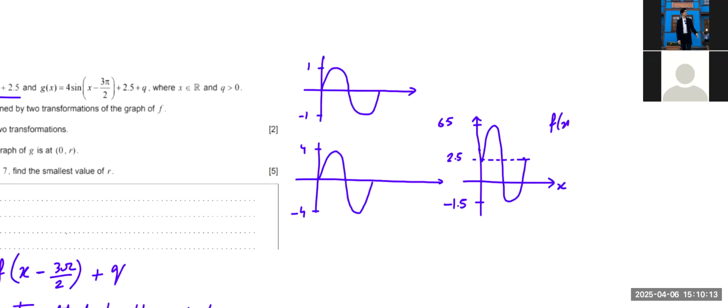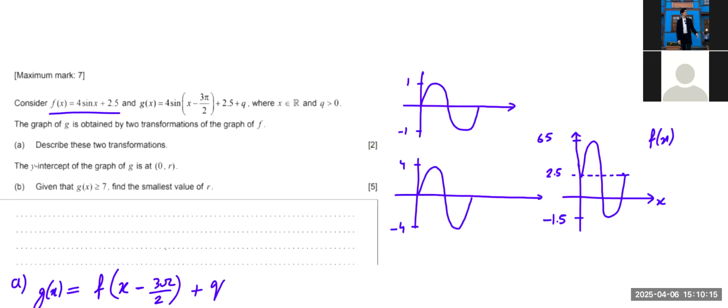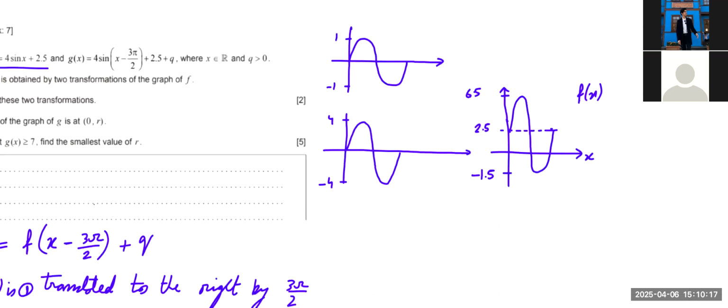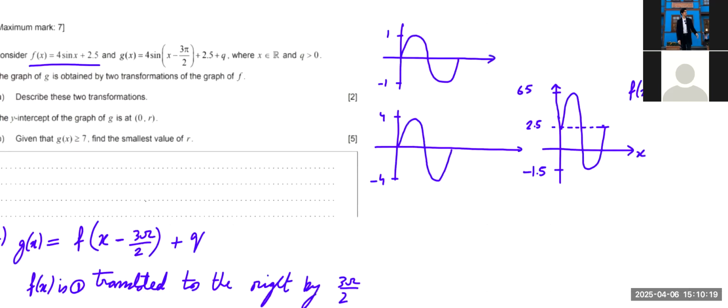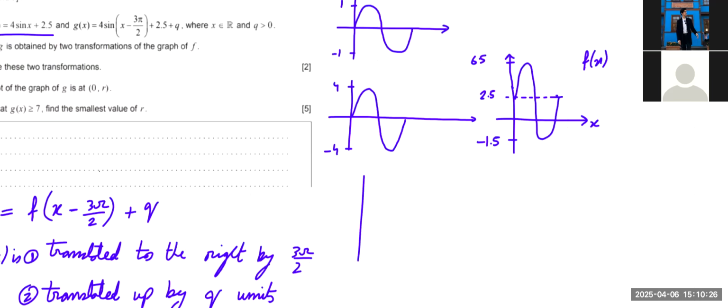Now the question is, what does g of x look like then? Let's do more surgeries to f of x now. So what we've got to do now is move f of x to the right by 3 pi over 2, which is not really going to change the vertical nature of it, but it's just going to move the graph to the right like this. The peak and everything stays the same.